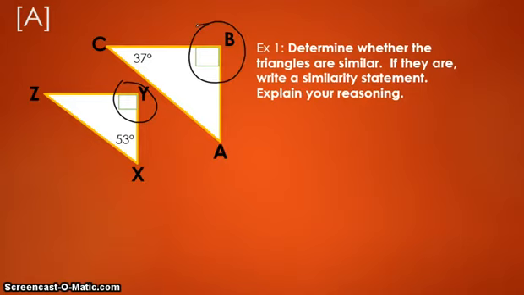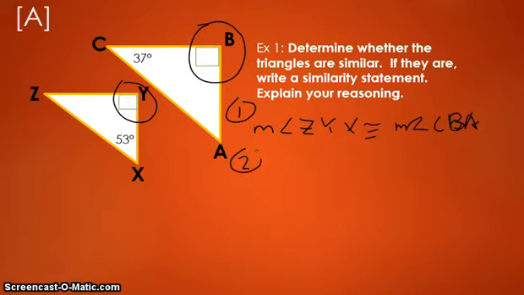We have angles that are 90 degrees, so we can say, and it's not imperative to write this, but we're going to do so, that the measure of angle ZYX is congruent to the measure of angle CBA. That's a B, I'm sorry. So that's number one. Because of that, we're looking for the second one, some type of angle congruence.